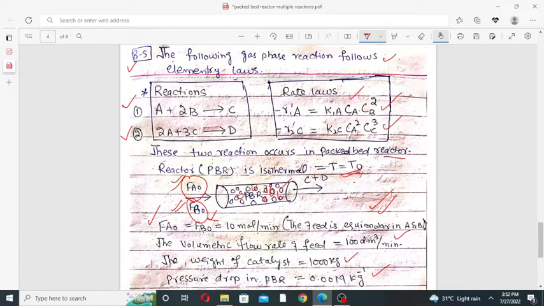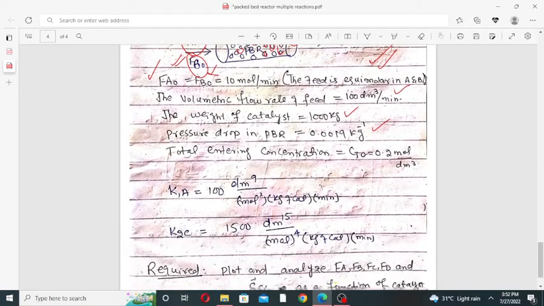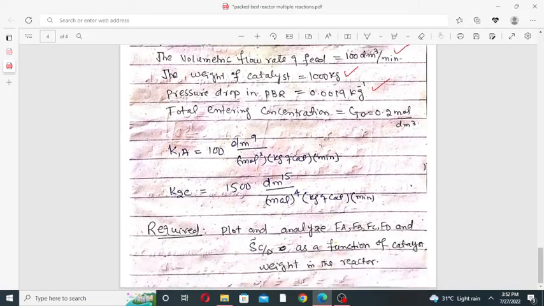So in this packed bed reactor there is pressure drop, but the temperature is constant. So it is not an isobaric reactor. The pressure drop occurs inside the packed bed reactor. The total entering concentration is CT0, and CT0 is equal to 0.2 mole per dm³.